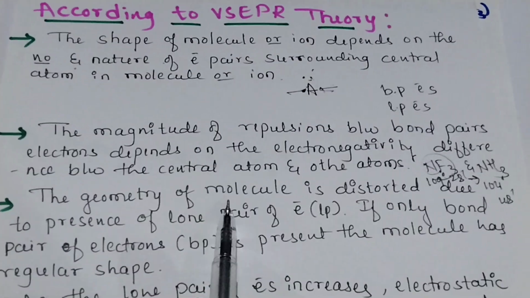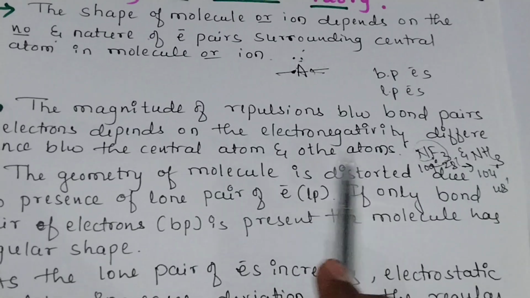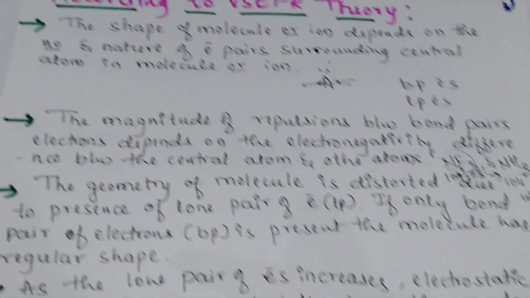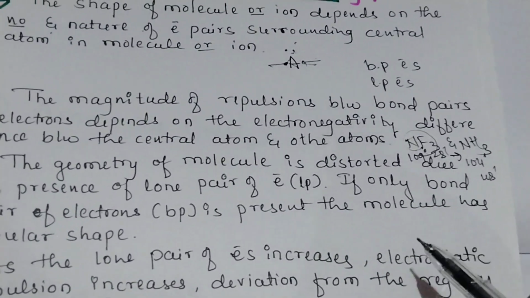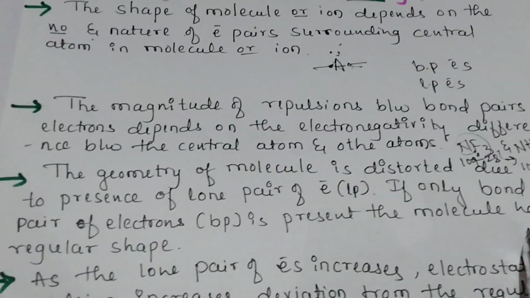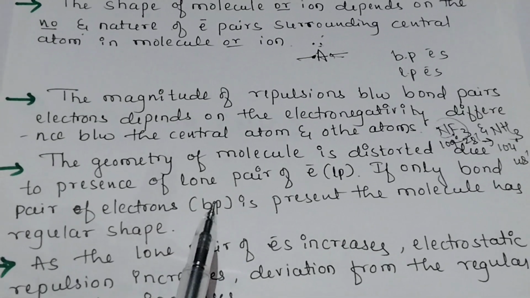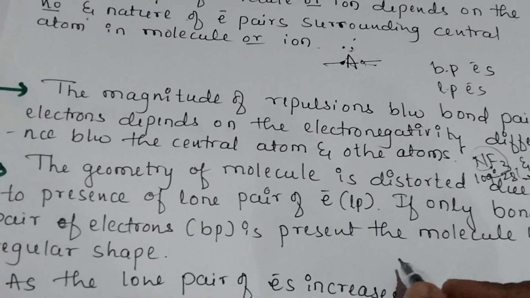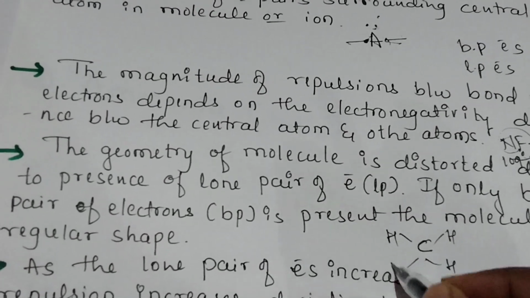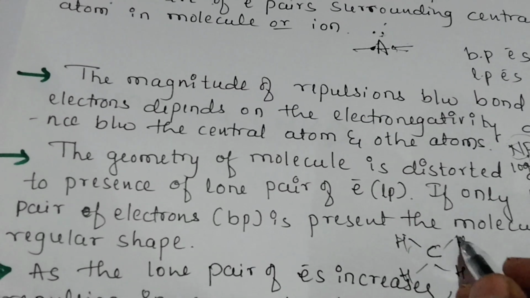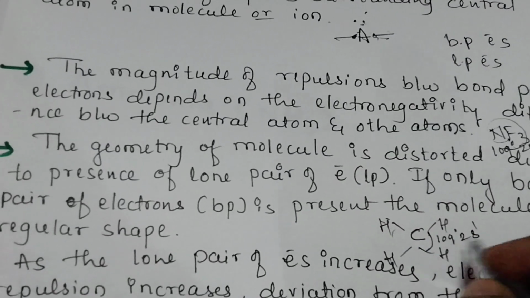The next point: the geometry of a molecule is distorted due to the presence of lone pair electrons, as I have already said. If a number of lone pair electrons are present in a molecule, they distort the shape of the molecule by reducing the bond angle. If only bond pair electrons are present, the molecule has a regular shape as well as a regular bond angle. For example, we know carbon possesses a valency 4, which means it can form 4 bonds with other atoms. The bond angle will be 109 degree 28 minute. It has a regular shape, that is a tetrahedron.